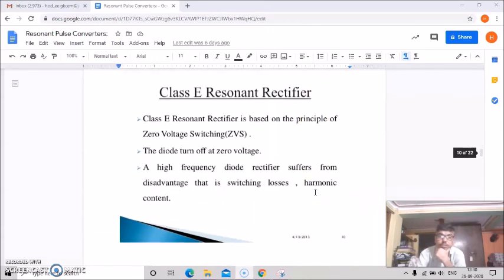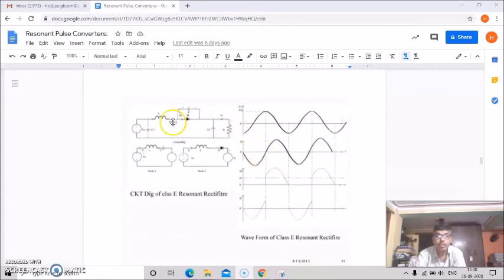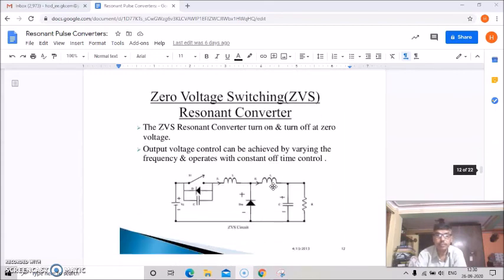Then class E resonant rectifiers. This is based on the principle of zero voltage switching, with the diode turning off at zero voltage, and high frequency diode rectifiers suffer from switching losses and harmonic currents. And this is the class E resonant rectifier circuit. These are the equivalent circuits of mode 1 and mode 2, and these are the waveforms of the class E resonant rectifier.